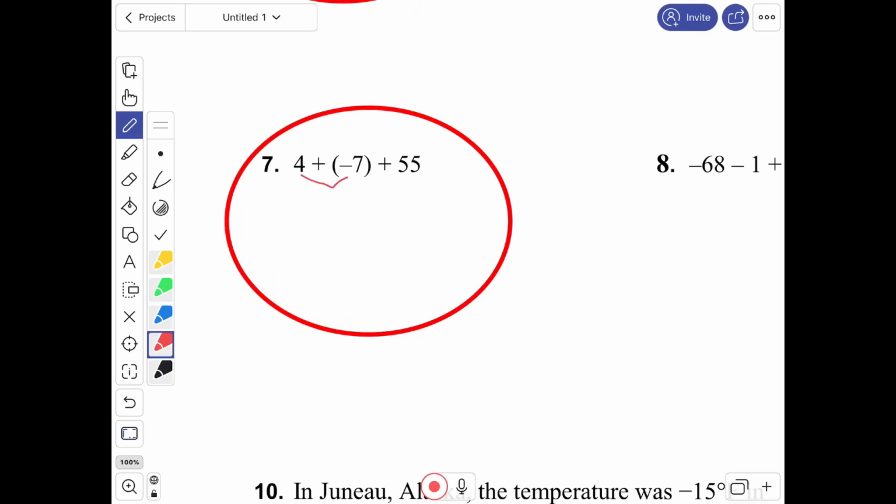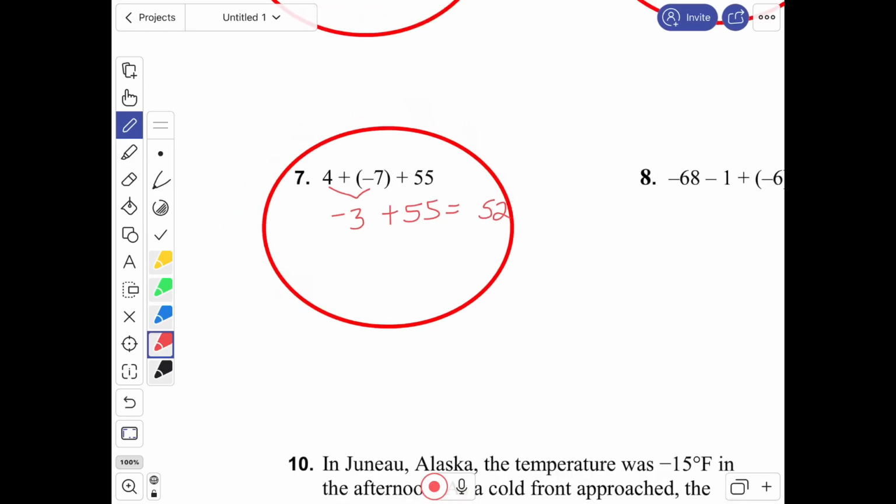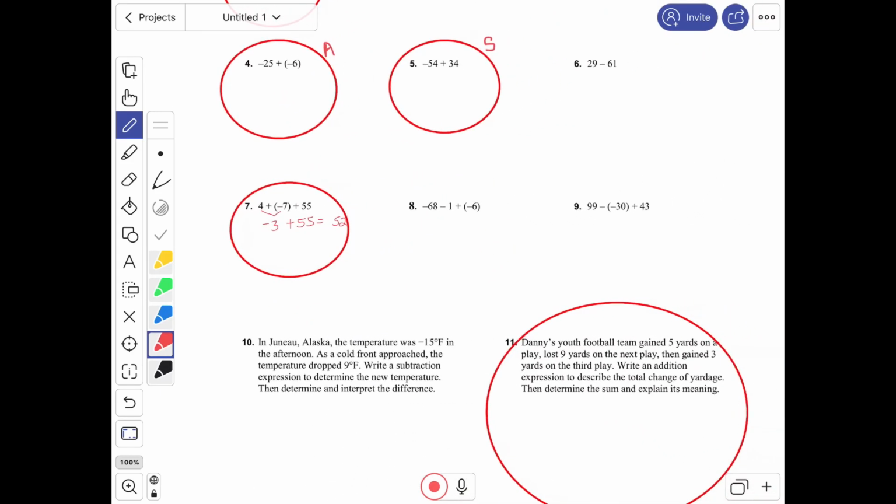And let's look at number 7 because we have all sorts of signs. Take it 2 at a time. So just consider it's 4 plus negative 7. Those are different signs, so we're subtracting. 7 minus 4 is 3. Take the sign of the larger, negative 3. Then do the next piece. Negative 3 plus positive 55. Different signs, so we have to subtract. 55 minus 3 makes 52. And the larger number is positive, so my answer is positive.